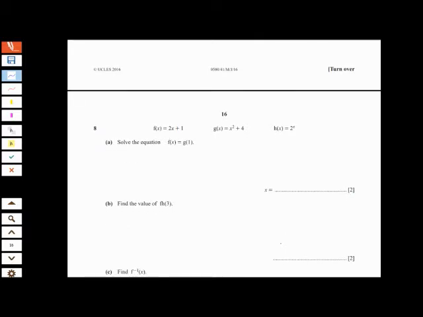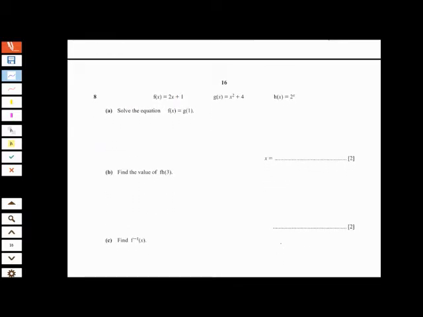Okay, now question 8. Solve the equation f(x) = g(1). So basically, let's find g(1) first. Let's just write it down. f(x) is 2x + 1 equals g(1). g is this, so it's 1 squared plus 4, because we substituted 1 for x, right? With x, sorry.